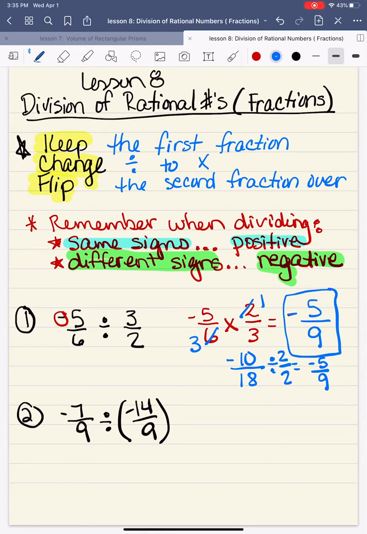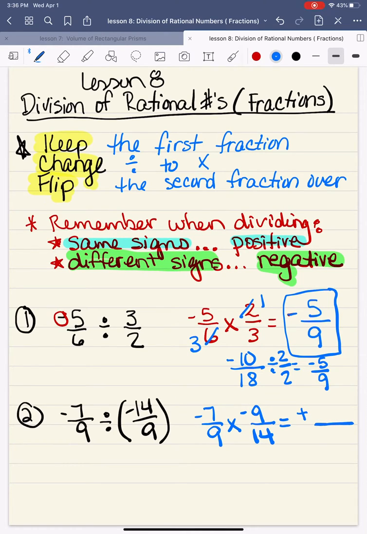Okay, the next problem, we're going to start off with our keep, change, flip. So keep the first one, change to multiplication, flip the second one over. I'm going to keep the negative up top, but it's fine. You could have kept it down on the 14. Since both of them are negative, they have the same sign, so my answer is positive. I wouldn't have to put the positive symbol there, but I'm going to go ahead and put it so I know I've taken care of that.